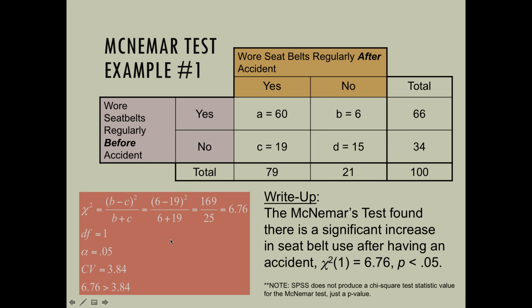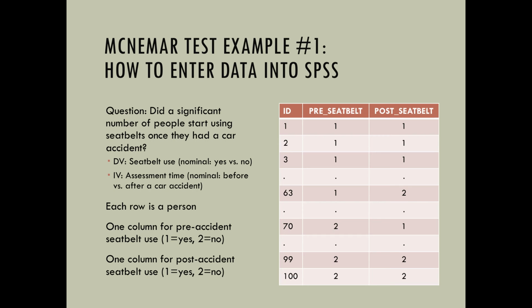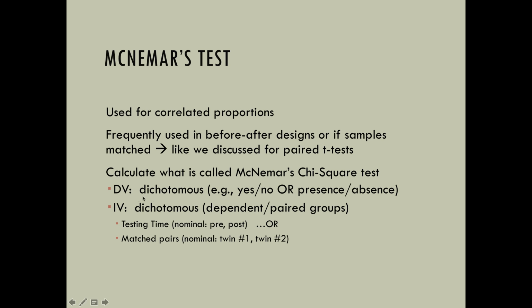This is the formula. Again, I'm not going to make you calculate this. You would just need to identify, if I gave you a scenario or a situation, that it was a McNemar's test instead of a chi-square because the DV was dichotomous, had two categories, and the IV was dichotomous, had two categories that were paired. So you're not going to have to calculate this in SPSS, but you will need to identify this in examples.